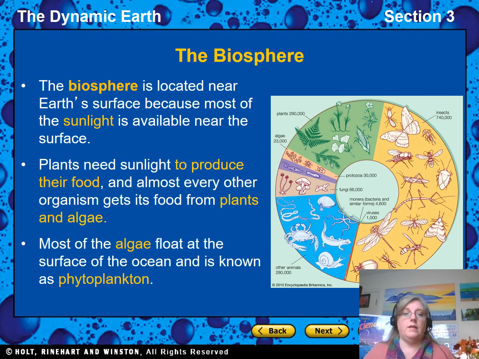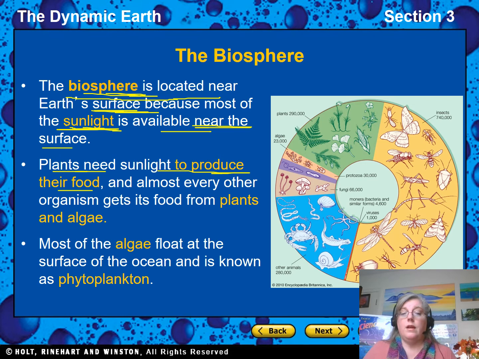All right, so the biosphere is near the Earth's surface, okay, because most of the sunlight is near the surface. All right, because you know that plants are the starters of almost every food chain, right? And plants need the sunlight. So the biosphere is located near the surface because the sunlight is near the surface. The plants need this sunlight to produce their food, and almost every other organism is going to get its food from the plants or algae.